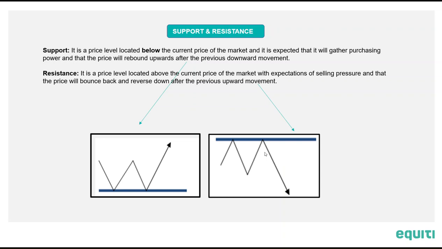Now, let's visualize that we have, for example, a gold chart and that this is the 2000 level mark. Obviously, we've touched level 2000 before, but right now we're trading here. So we do have the capability of going above 2000 again because we historically have done that. So again, resistance is the price level located above the current price of the market with expectations of selling pressure and that the price will bounce back and reverse down after the previous upward movement. So we either have an upward movement that can break the resistance despite how strong it is, or it will just give us a bounce to the downside again.